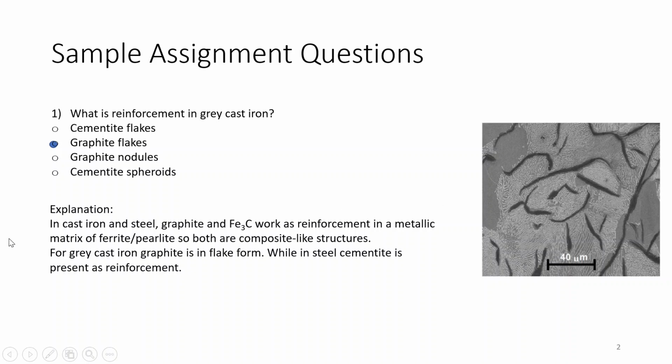In cast iron and steel, graphite and Fe3C work as reinforcement in a metallic matrix of ferrite or pearlite. So both are composite-like structures. For grey cast iron, graphite is in flake form, while in steel, cementite is present as reinforcement. In other cast irons, graphite can form nodules and spheroids as well.